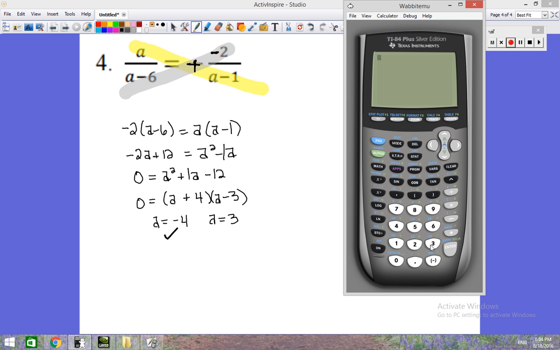Let's plug in 3. We've got 3 divided by 3 minus 6, which is a negative 3. So on the left-hand side we have a negative 1. Let's see what we have on the right-hand side. We've got negative 2 in the numerator, and in the denominator 3 minus 1 is a positive 2. Negative 1 does equal negative 1. Now remember, I'm not saying my answer is negative 1. I'm saying that when you plug in this answer of a equals 3, the resulting arithmetic on the left-hand side and the right-hand side was negative 1. So these are my solutions. This was just my left-hand side and right-hand side of the equation after I did that arithmetic. That was checking my work.